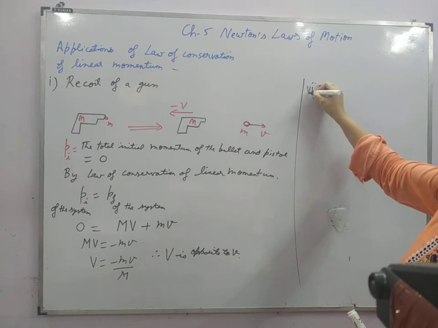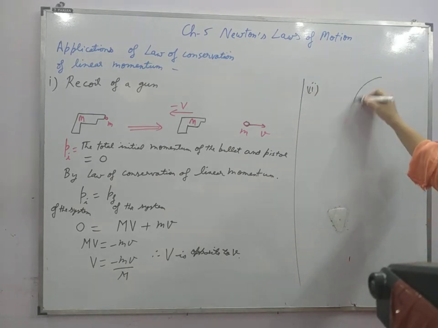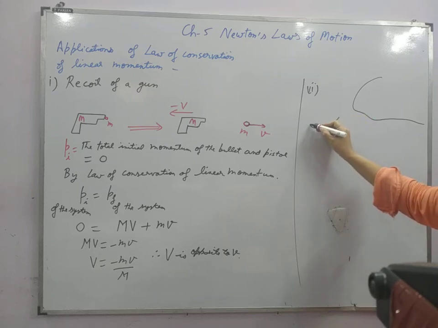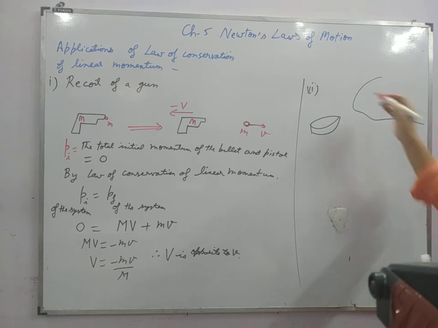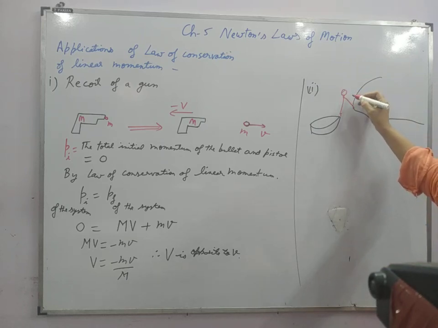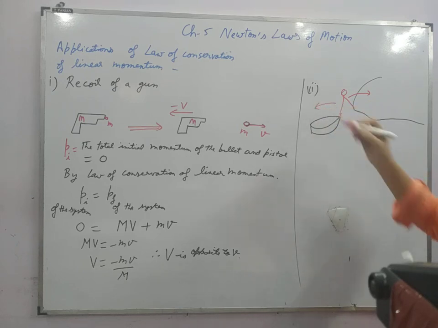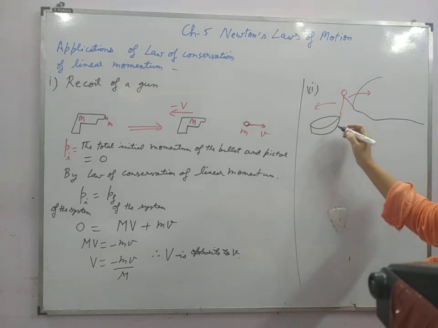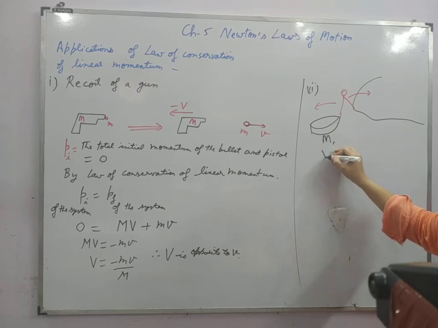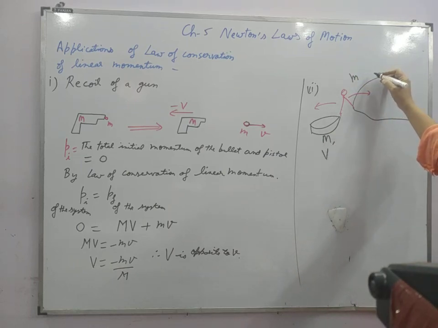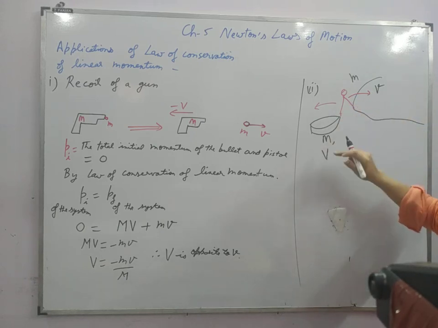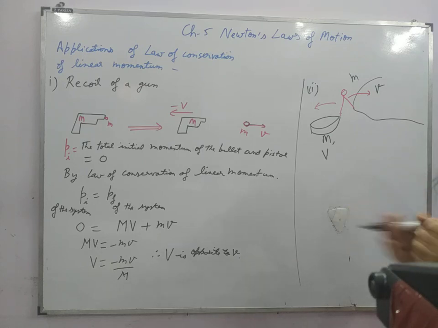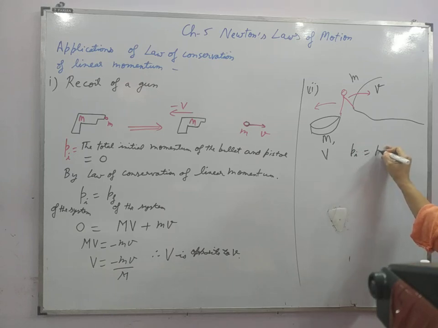The second example can be when a man jumps out of a boat. We have discussed this in the previous video. This man is jumping out, so he is moving this way and the boat is moving this way. This can also be explained using the same concept. Initially the person was inside the boat, so this complete system was at rest with respect to each other. So the initial momentum is equal to the final momentum.